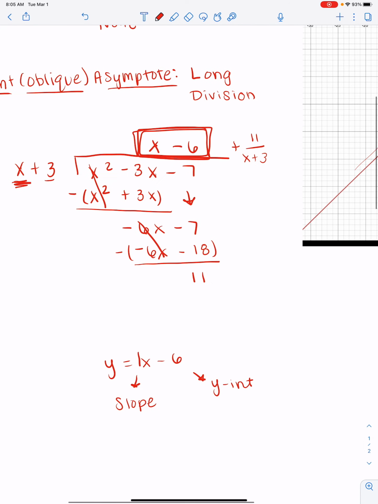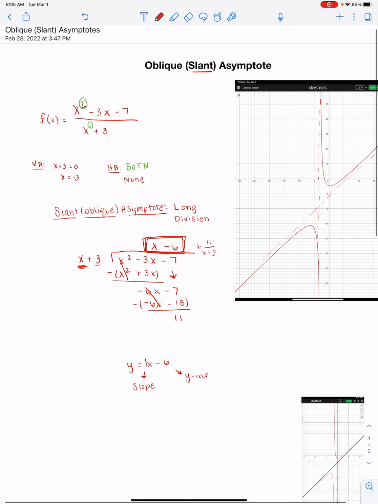So just to recap, when you don't have a horizontal asymptote, you need to look for a slant asymptote. A slant asymptote is going to follow just a linear equation, and you find it by dividing.